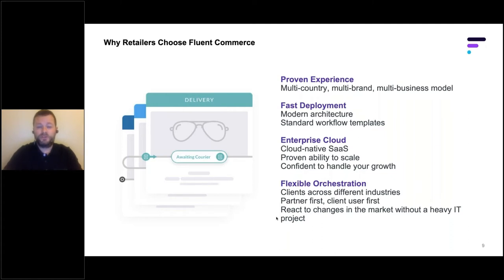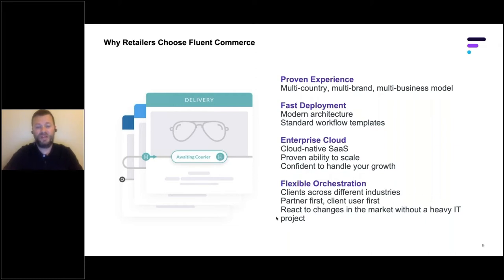We always tend to get chosen for the modern architecture that we've built the system on from day one, and for having best practice workflow templates that we've developed over many years of experience with our client base, and which continue to evolve and improve. That allows us to start projects quicker, so that phase one of a lot of projects can be achieved quite rapidly.